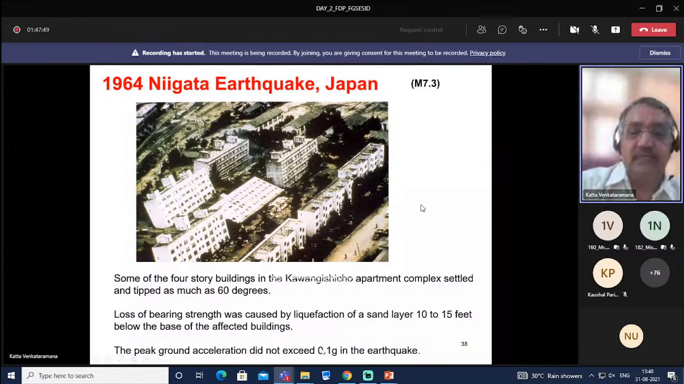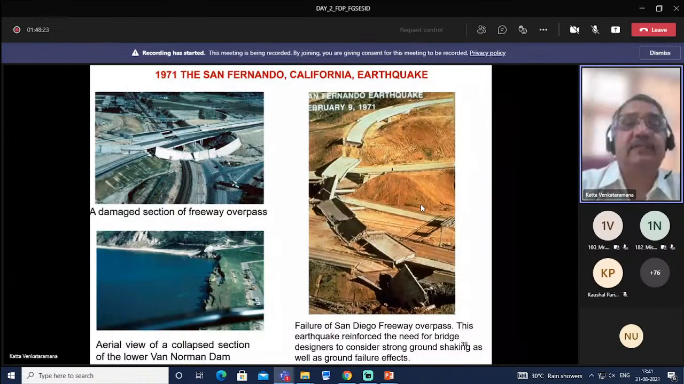The peak ground acceleration did not exceed 0.1 g in the earthquake. So the earthquake itself was not so severe. However, liquefaction of the sand layer below the foundation of this building resulted in tipping of the buildings. After this Niigata earthquake, geotechnical earthquake engineering became an important field of study, and people tried to understand the requirement of foundation designs to prevent the failure of structures.